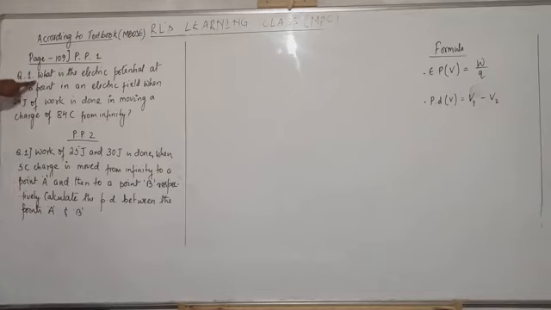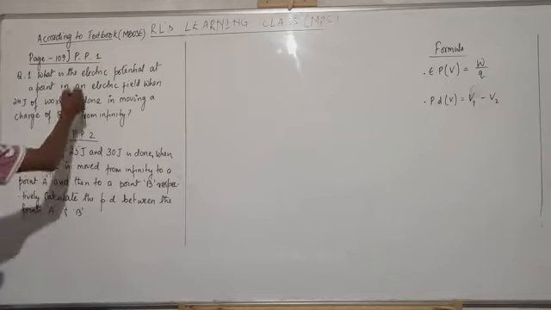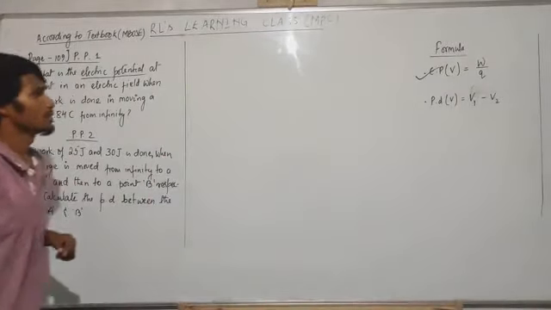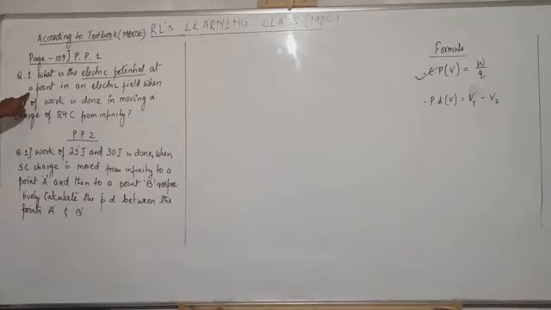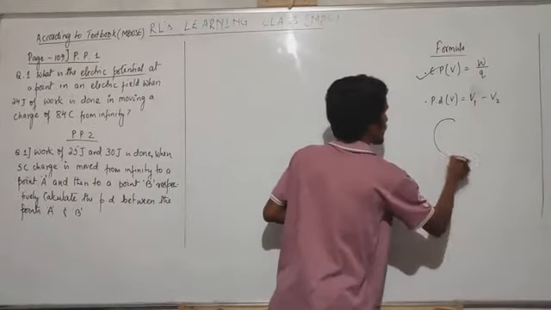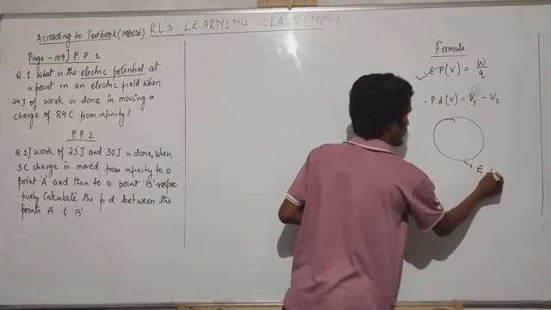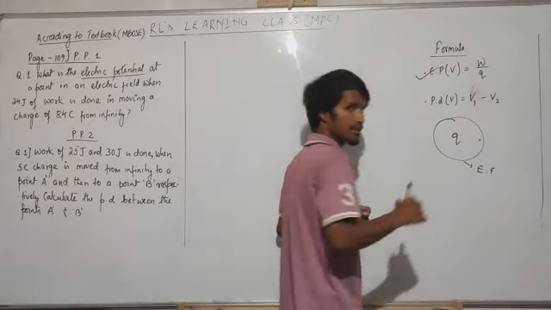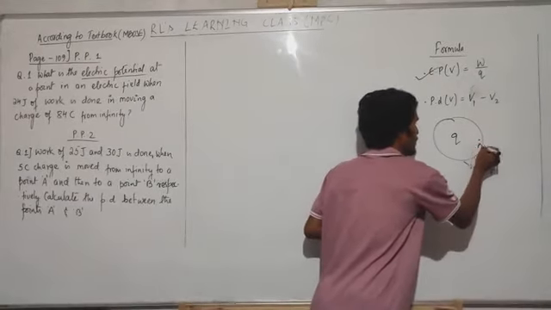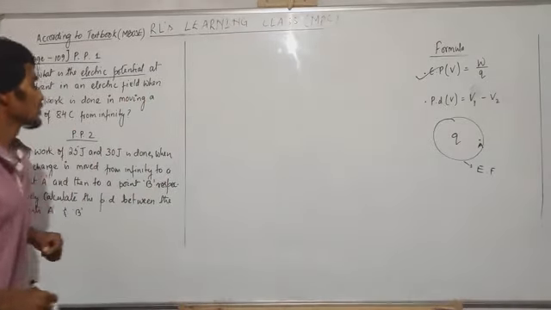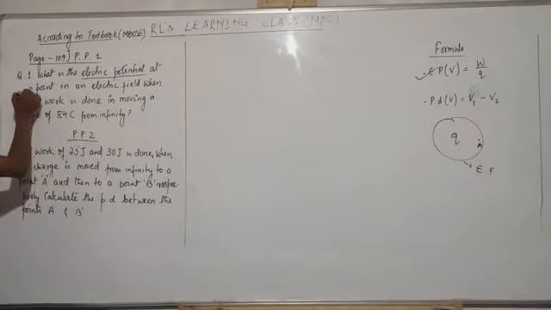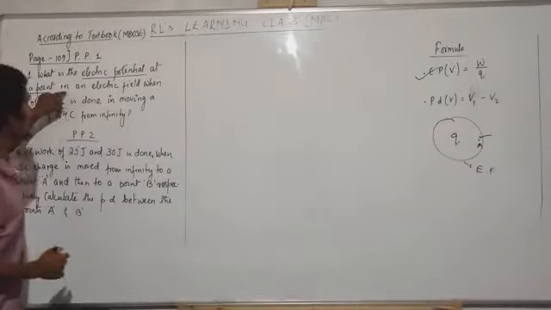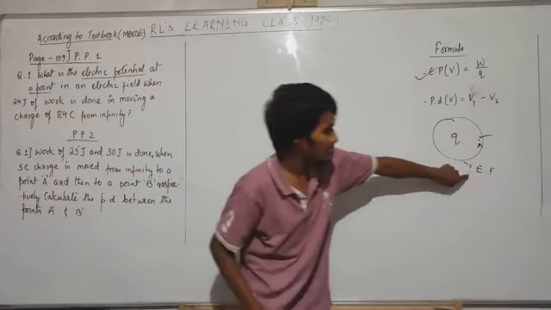Look at this question. What is the electric potential? They ask for electric potential V. What is the electric potential at a point? So this is an electric field. Let's say here is a point and here is the charge. At this point, what is the electric potential? Let's say this point is point A. We need to find the electric potential at point A, inside this electric field.